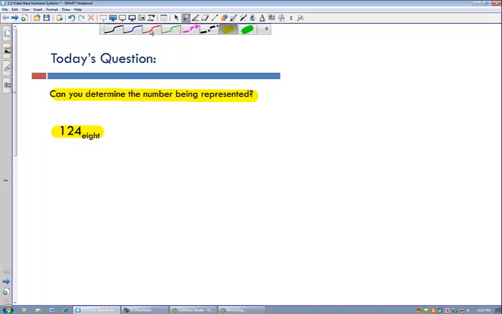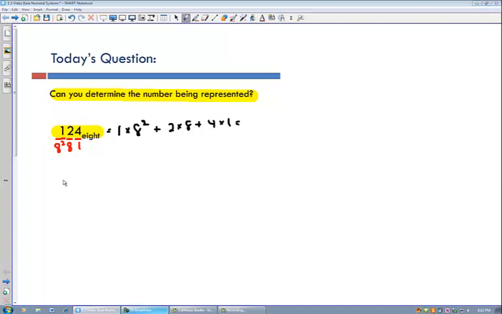The idea behind this is that we have different positions, and so that's the 1's position. But this is no longer the 10's position. This is going to be the 8's position. And this is no longer 10 squared. This is actually the 8 squared position. So this is going to be equal to 1 times 8 squared, plus we have 2 8s, so 2 times 8, and then plus 4 1s, so 4 times 1.